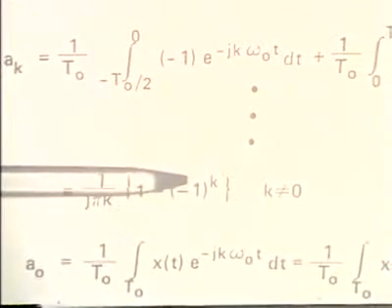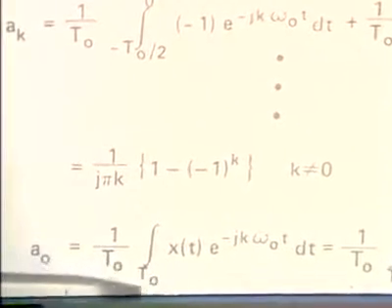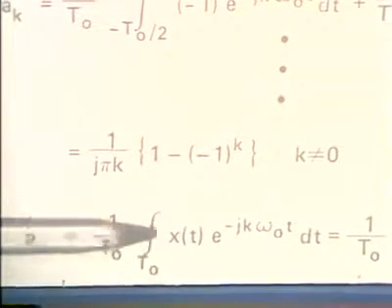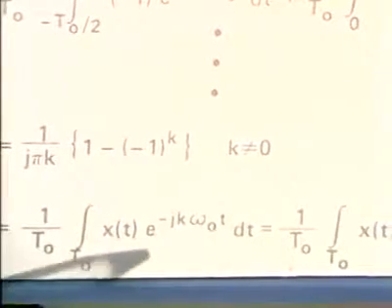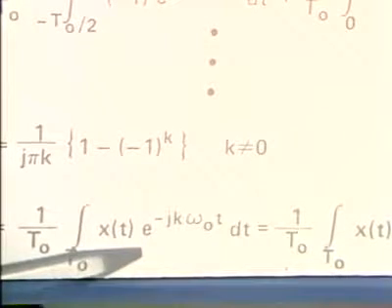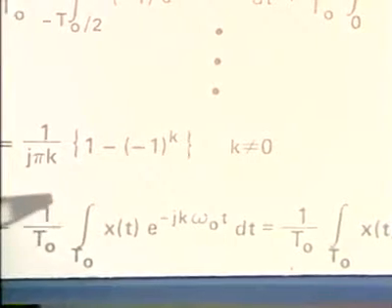And that expression is not valid for k equal to 0. For k equal to 0, we can go back to the basic expression for the Fourier series, which is 1 over T0, the integral over a period, x of t e to the minus jk omega 0 t dt. For k equals 0, of course, this term simply becomes 1. And so the 0th coefficient is 1 over T0 times the integral of x of t over a period.